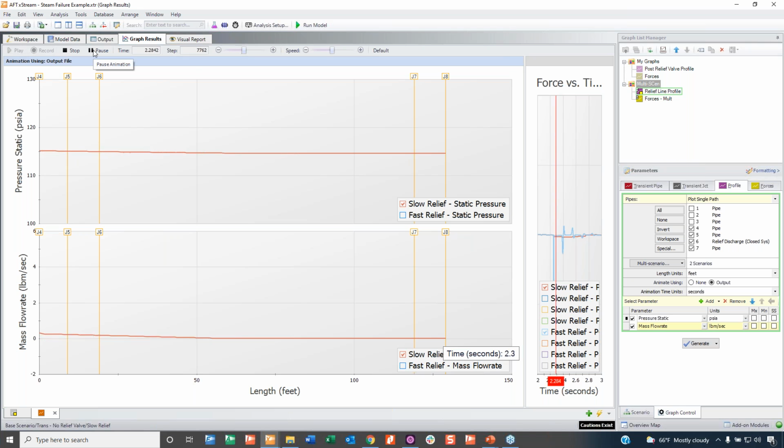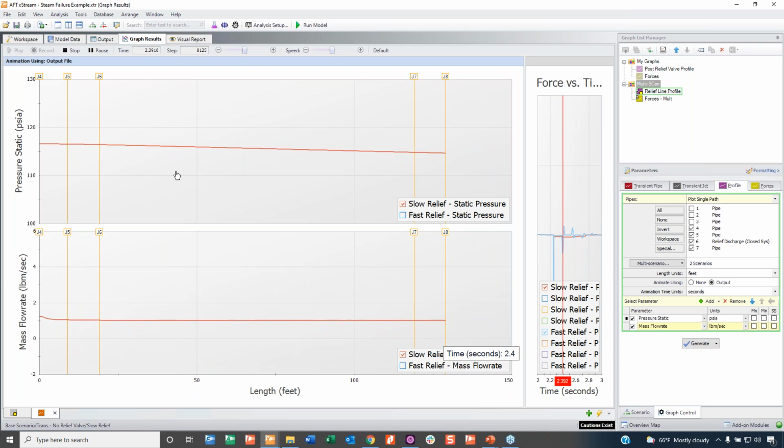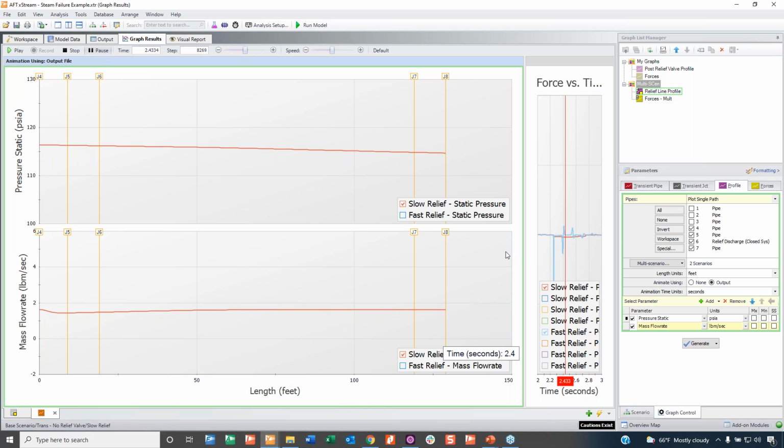I'm moving my animation faster and this pressure wave is still so slow. It's like not even a pressure wave. It's not even a wavefront. It's more behaving like a slow transient. So what is that effect on forces?